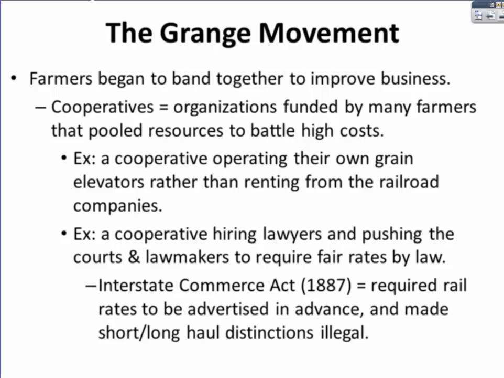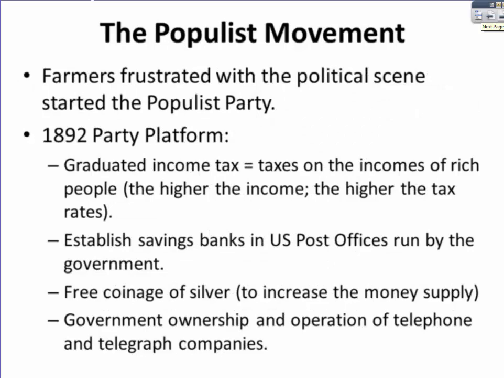The Interstate Commerce Act in 1887 required rail rates to be advertised in advance and no longer allowed for long and short haul distinctions. Those were made illegal. Farmers, frustrated and with the Grange Movement not working, turned to the Populist Party.